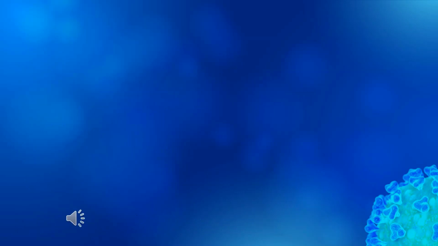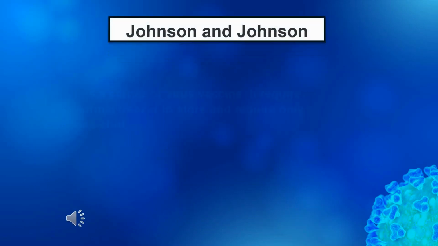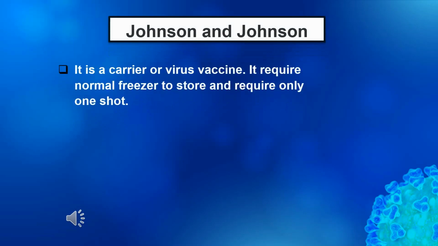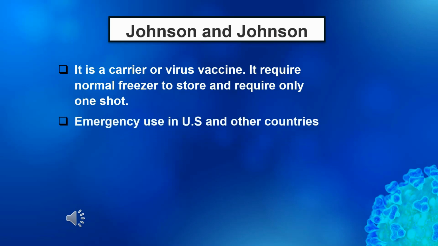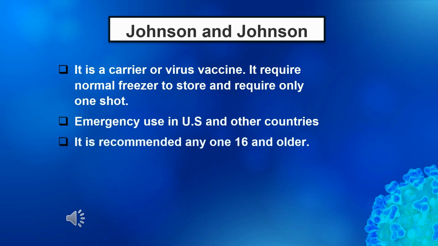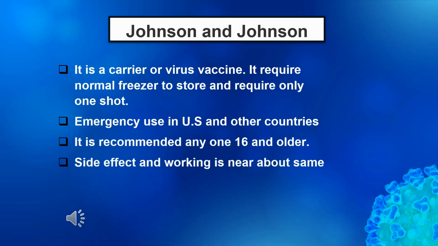The third one is Johnson & Johnson. It is a viral vector vaccine. It requires a normal freezer to store and requires only 1 shot. Emergency use in US and other countries. It is recommended for anyone 16 and older. Side effects and working are about the same as the other two. Its efficiency is 64 to 82%.